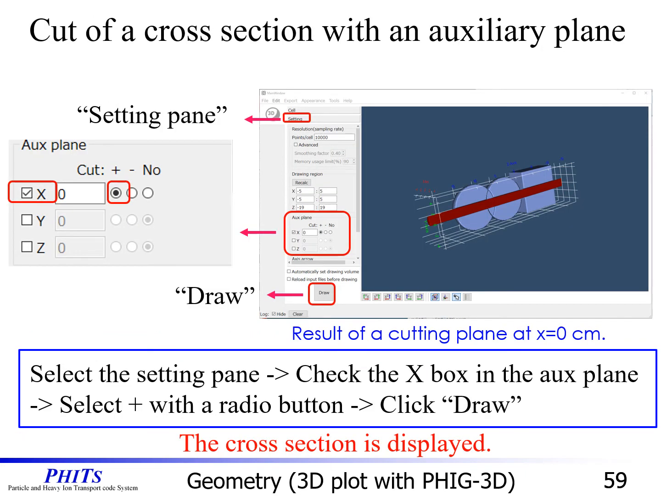Here is how to cut off a cross-section with an auxiliary plane. Click the Settings tab to display the auxiliary plane display. X, Y, and Z are planes perpendicular to the x-axis, y-axis, and z-axis, respectively. Select Enable or Disable for cutting plane in the checkbox. You can also select Cut of the plus side or minus side with the radio button. Finally, press the Draw button to display the cross-section in this figure.